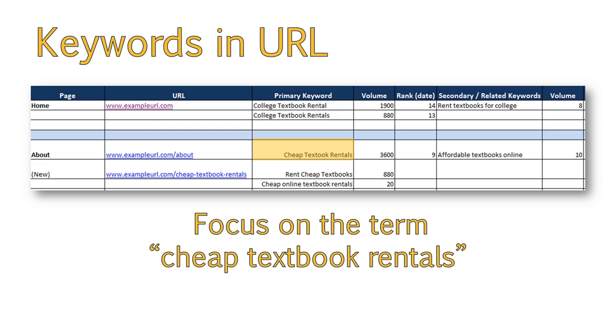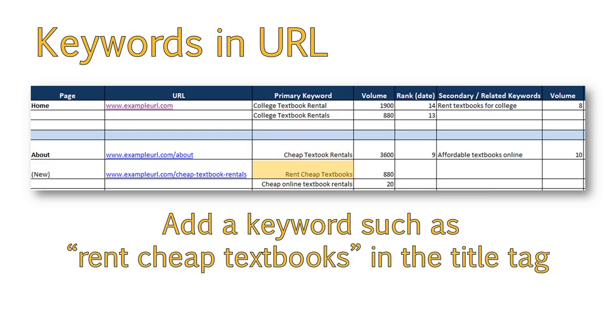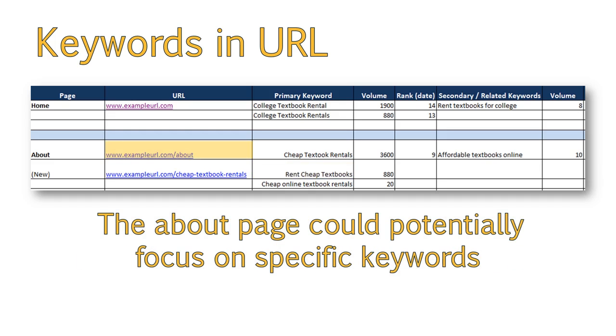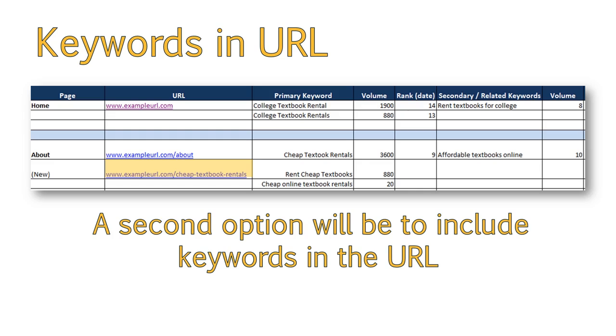When we get into specific keyword usage recommendations, I can recommend something like rent cheap textbooks plus the company's name for something in the title tag, which still makes sense as an About page. However, the ultimate decision on whether or not to refocus their About page to highlight specific keywords will depend on the company and their brand message. Some will prefer not to do so, so in this case, I include a second option for a new page, as well as a recommended URL, which would include those keywords.